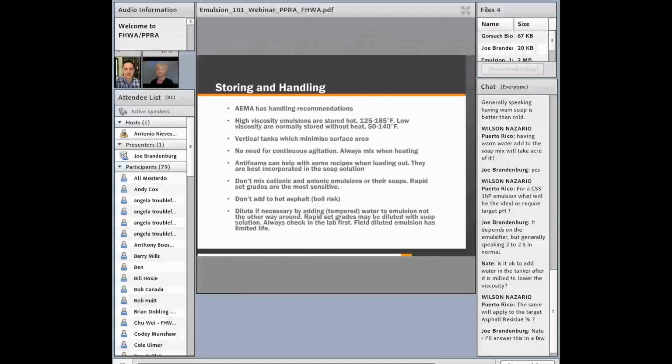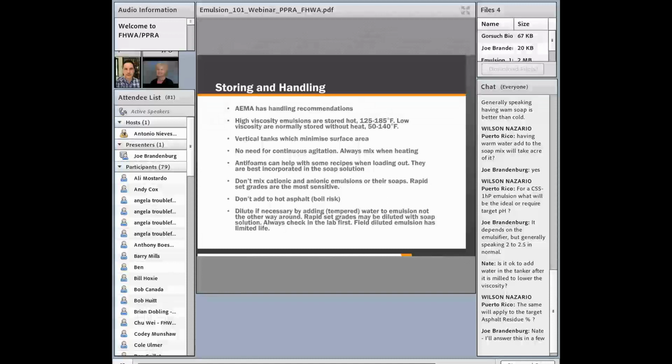The one thing to keep in mind, and I like to talk about this, when you are storing and handling emulsion, you would want to treat it as if it was water. So you never want it to freeze, and you never want it to boil, okay? But for high viscosity emulsions, say like your CRS2P, HFRS2P, generally speaking, a good storage temperature is 125 to 185.